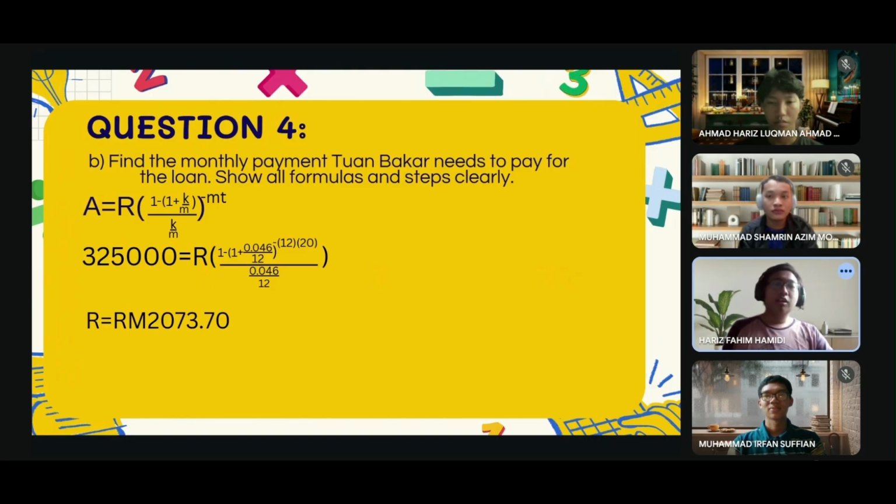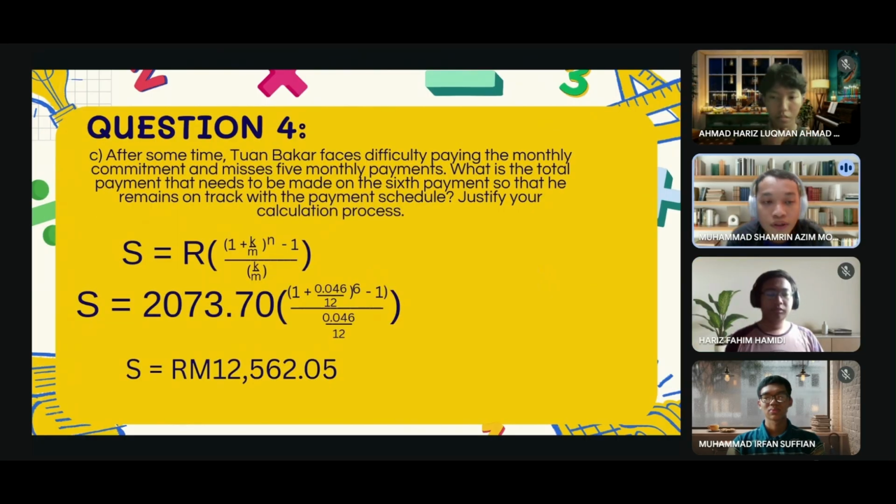Once we enter it into the calculator, press shift solve, we will get the answer of R, that is equal to 2,073 ringgit and 70 cents. For question 4C, for this question, we are going to use the future value formula. From the previous question, we understand that R equals 2,073 ringgit and 70 cents. So we just put the number in the formula.